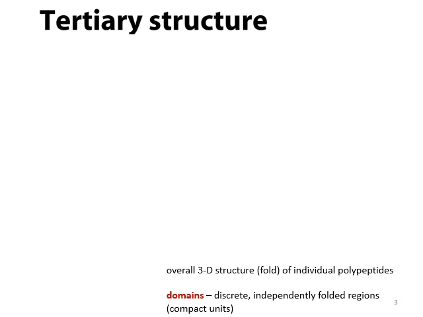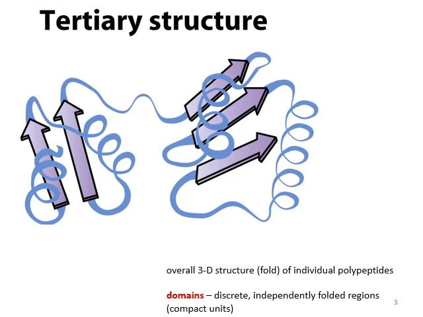That brings us to tertiary structure. Now, tertiary structure refers to the entire three-dimensional arrangement or conformation of a protein chain in 3 dimensions. So again, it refers to the overall 3D structure of individual polypeptides. Tertiary structure often results in the formation of domains, which are discrete, independently folded regions of a protein, often compact units that have some sort of function.